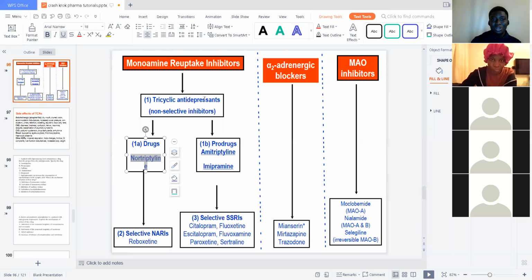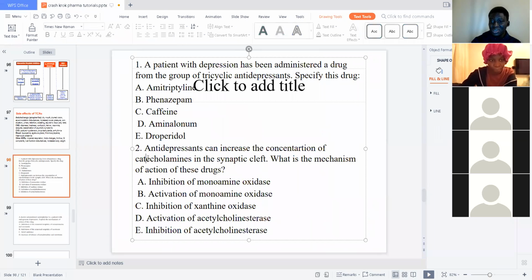And the mechanism of action is monoamine reuptake inhibitors. Monoamine oxidase breaks down norepinephrine, so this is going to block the breakdown of norepinephrine. When it blocks the breakdown, there's more norepinephrine for the body. So next question is this.